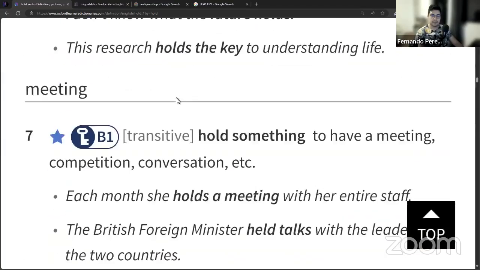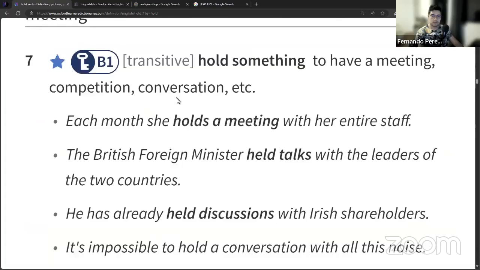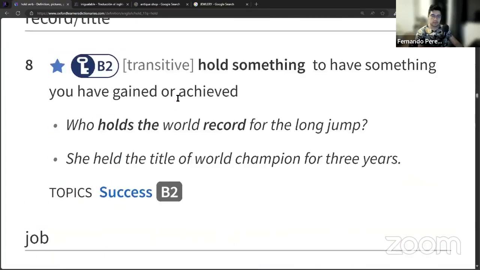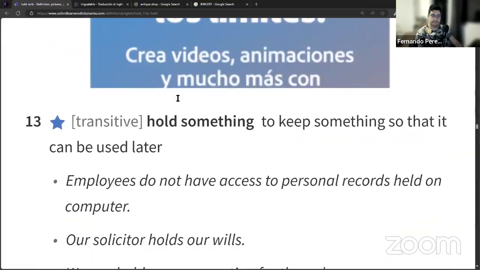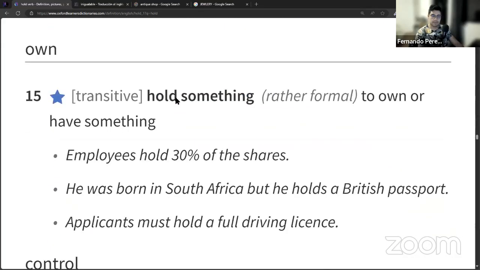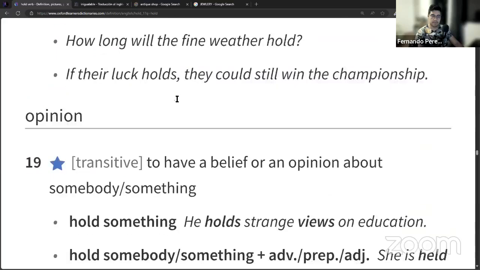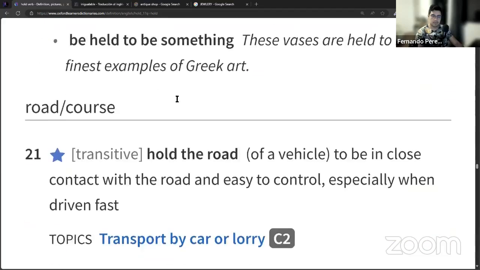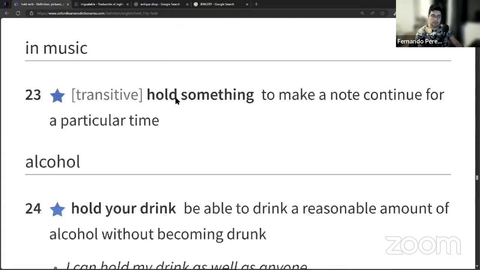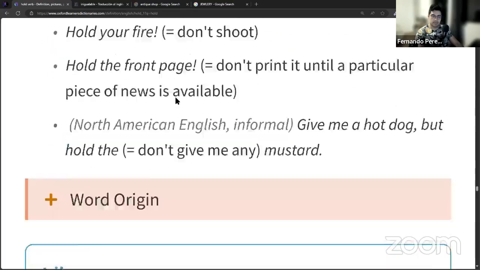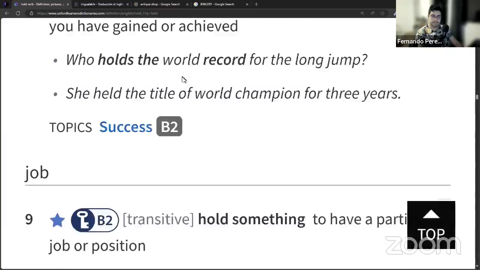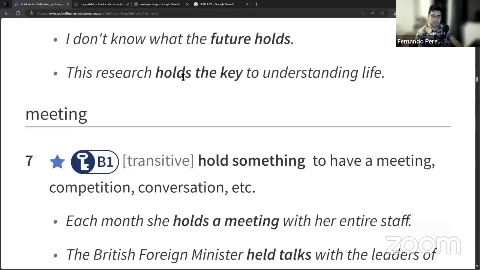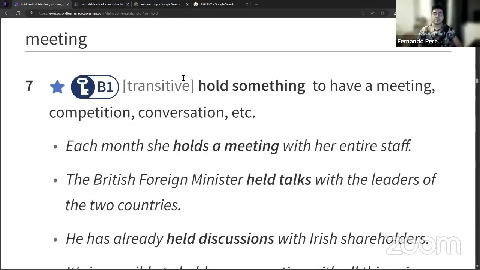Contain, meeting, record and title, job, somebody prisoner, keep, on the phone, on, control, remain, opinion, road, a course, in music, alcohol, in sports, stop. I think it's a meeting. Hold something. To have a meeting, competition, or conversation.